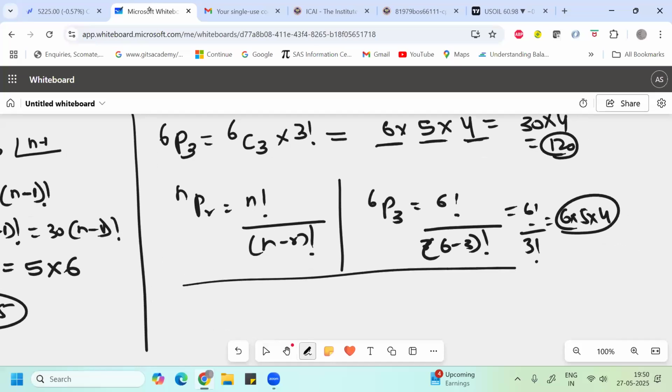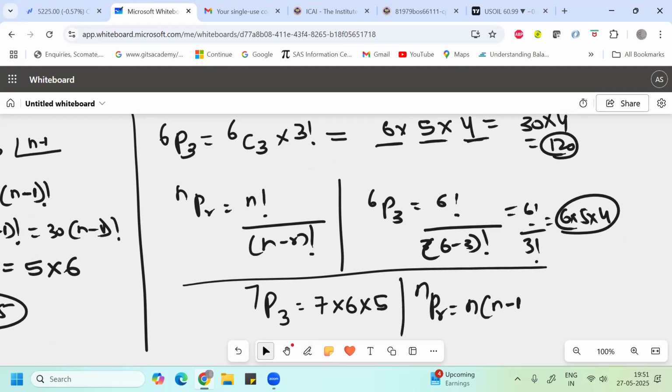this. If I'm asking you 7p3, what you have to do is write 7, then 7 minus 1, 6, then 6 minus 1, 5. That makes three places. So remember this: if I'm asking you nPr, you write n into n minus 1 into n minus 2, and you do this till n minus r plus 1 time.